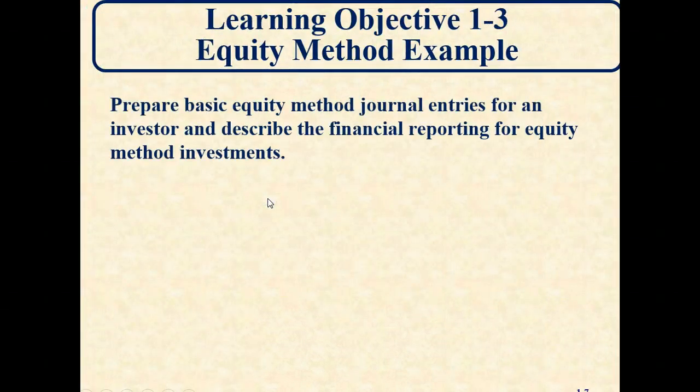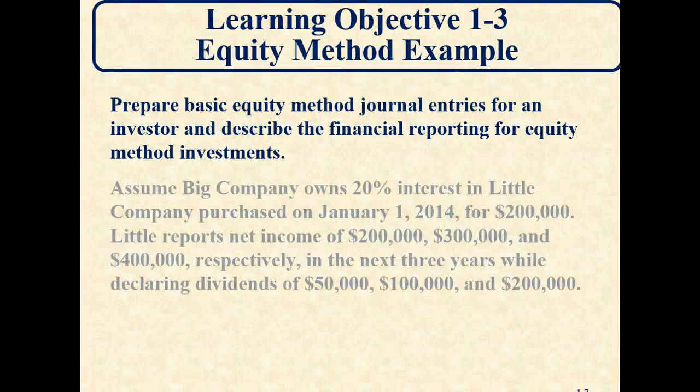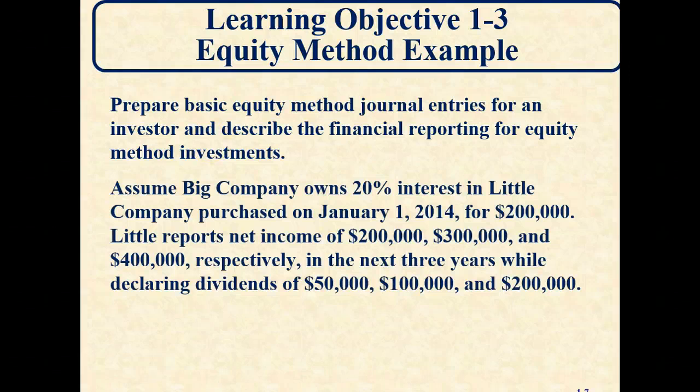So how do we go about doing this equity method? We are going to learn about some journal entries that we will utilize to bring in that subsidiary's portion of ownership into the predominant company. So here's an example. Assume Big Company owns a 20% interest in Little Company, and they purchased it on January 1st for $200,000. So Big Company purchased a 20% interest in Little Company for $200,000.